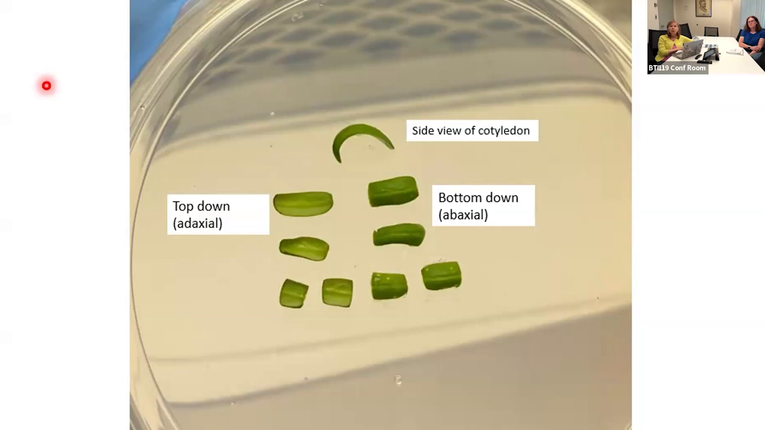All right. So what we have up here on the screen right now is a follow-up of questions that we had from last time. We didn't have images, but this will more clearly explain what we meant by the top-down adaxial or the bottom up.